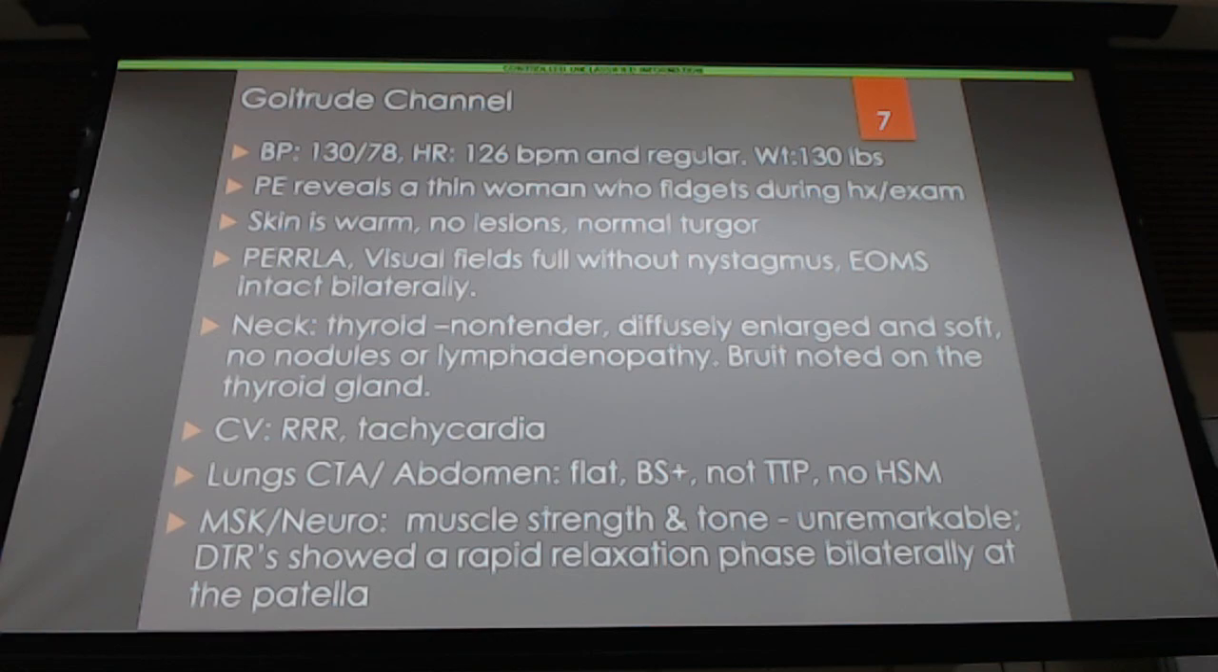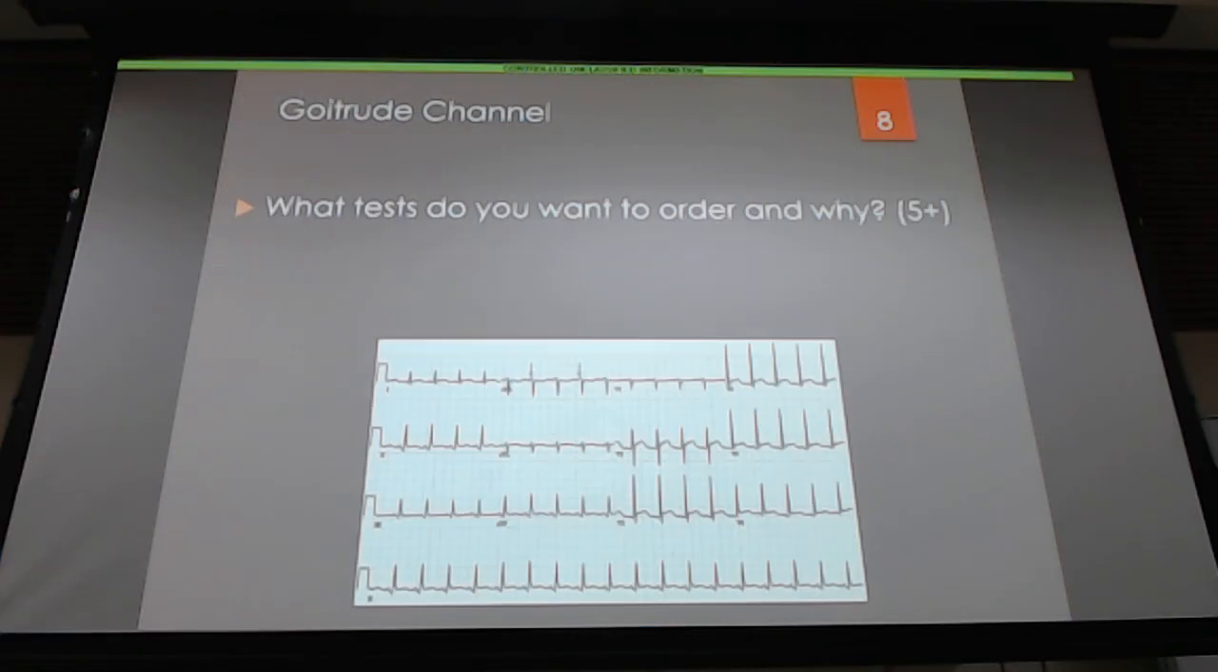Vision looks good. Neck, here we go. Thyroid is non-tender, diffusely enlarged and soft. No nodules or lymphadenopathy. A bruit is noted over the thyroid gland. Cardiac is tachycardic but regular rhythm. No murmurs or gallops. Lungs, abdomen are normal, and neuro: DTRs show a rapid relaxation phase bilaterally at the patella. Okay, painting a picture here.